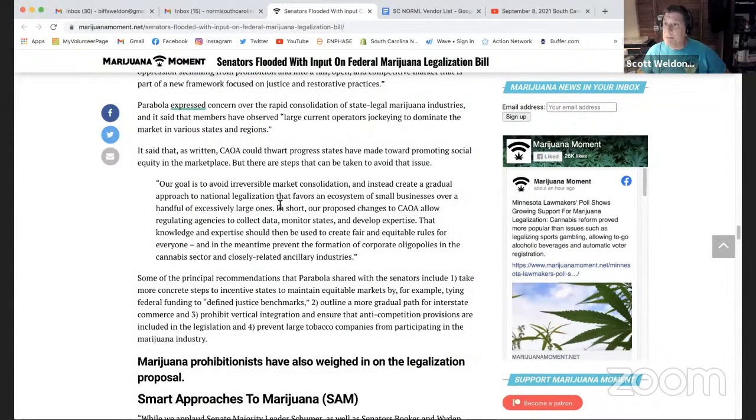There's a bit more about them here. And again, their next paragraph talks about the concerns over the rapid consolidation of state legalized marijuana industries. It's said to have observed large current operators jockeying to dominate the market in various states and regions.